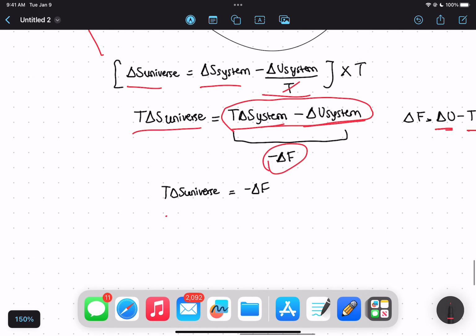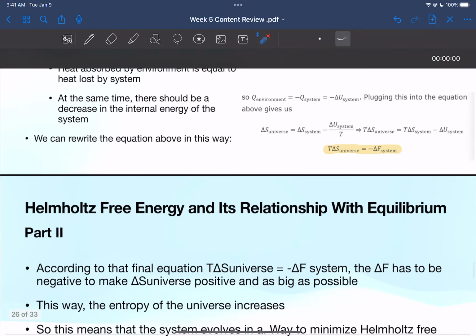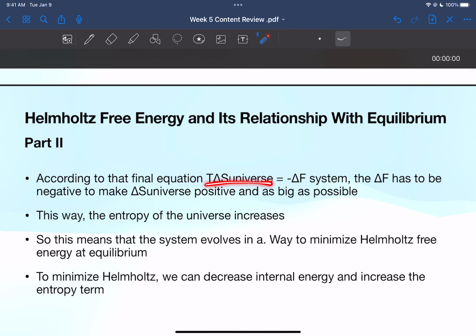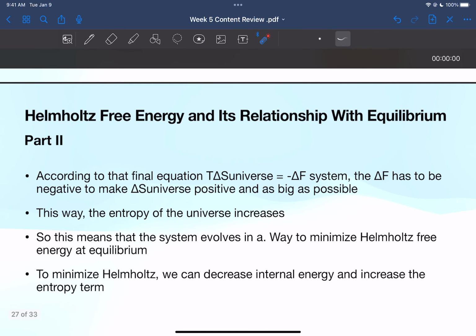Well, what does that mean? Let's go back. If T delta S universe is equal to negative delta F of the system, negative change in the Helmholtz free energy, then delta F, that Helmholtz free energy change, has to be negative to make delta S universe positive, right? To make this term positive. If we want this left-hand side to be positive, delta F has to be negative. So it'll be negative times negative delta F, right? So you have positive on that right-hand side to make this left-hand term positive.